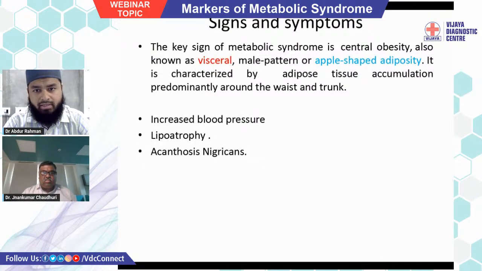What are the key signs? Let's discuss the key signs and symptoms. First of all, the key sign of metabolic syndrome is central obesity, also known as visceral, male pattern, apple-shaped obesity or adiposity. It is characterized by adipose tissue accumulation predominantly around the waist and trunk.